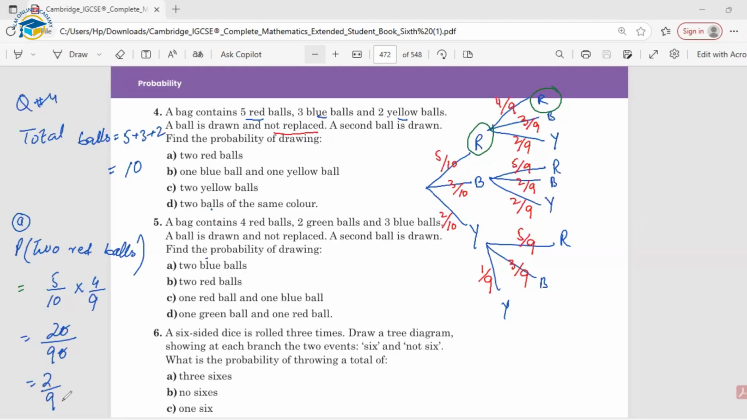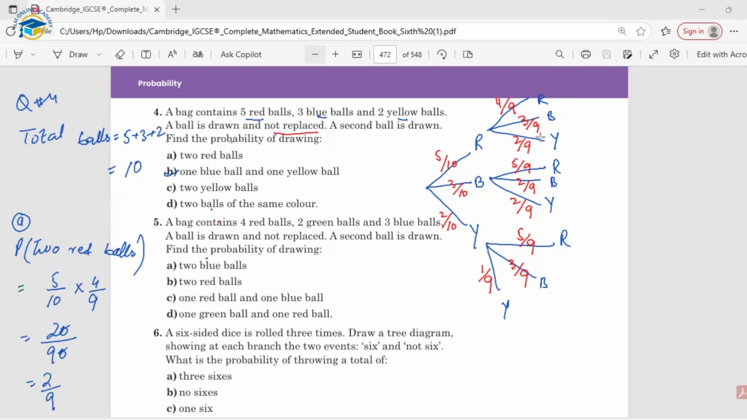2 by 9 is your probability for 2 red balls. Next, the B part is 1 blue ball and 1 yellow ball. Here, they're not saying the first one must be blue and the second one yellow, so we can pick in any order. We need to check how many orders we are going to get, and accordingly we will multiply. Okay, so we need to move on: 1 blue and 1 yellow.